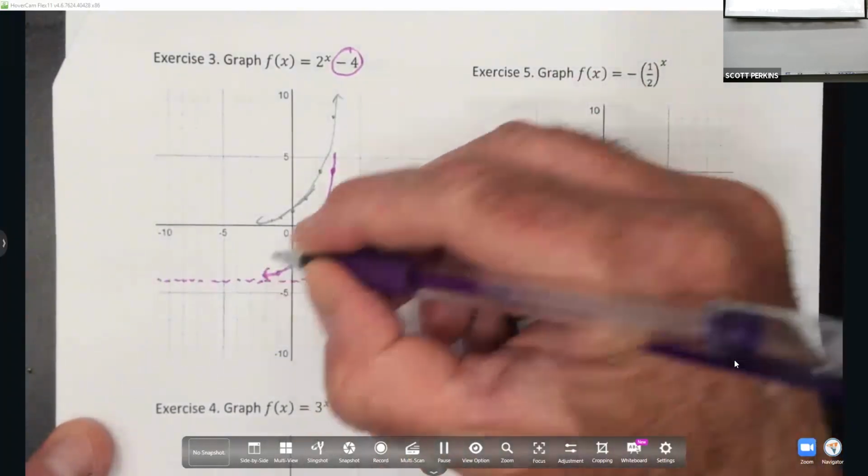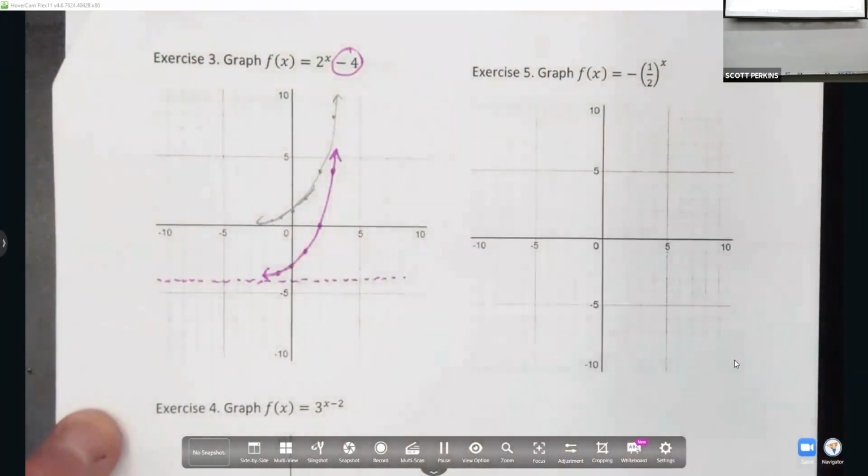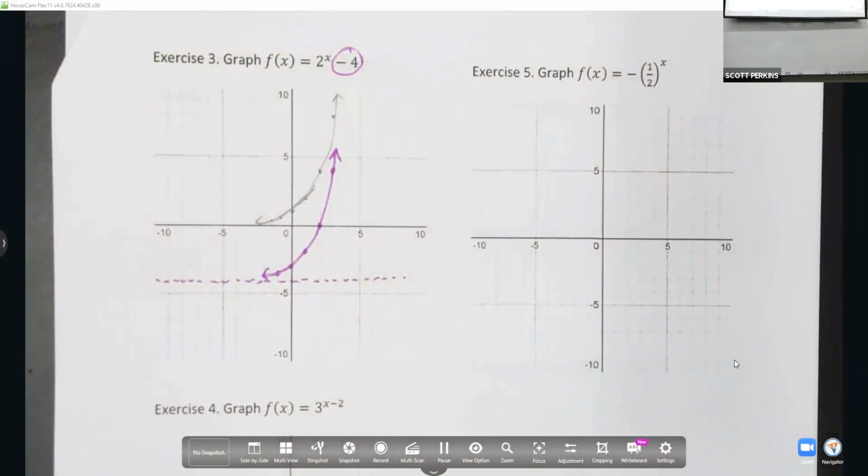Remember, our translations do not change the shape of the graph at all. They just change its position. And we just slid that graph down 4. Anybody got a question, comment, or concern? These skills are a review, but we're applying them in a new context. So if there's anything that this drums up, a question, comment, concern, let me know.